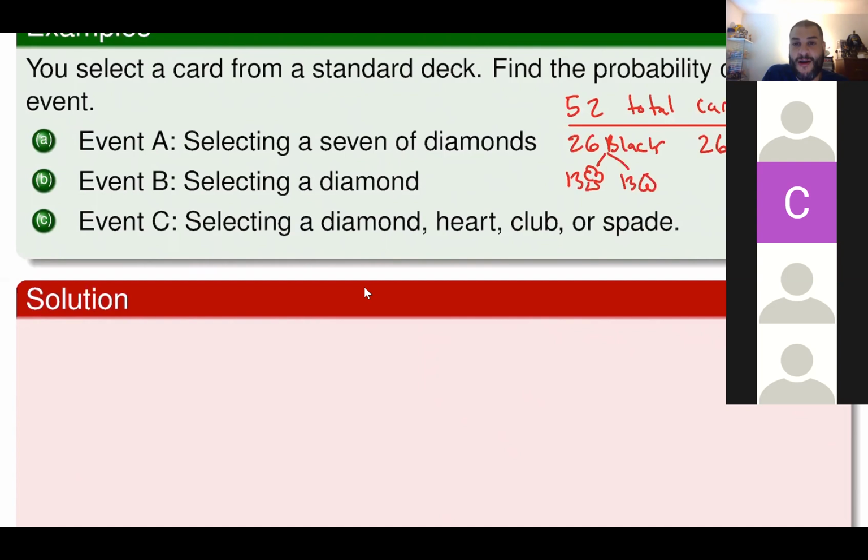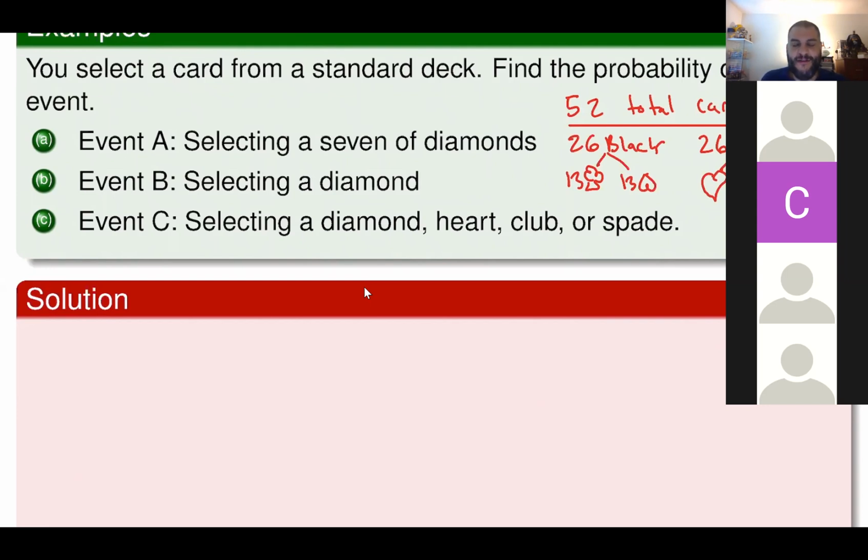Same thing for the red cards. Half of the red cards are going to be considered diamonds. The other half are going to be considered hearts. So we have 13 hearts, and you have 13 diamonds.